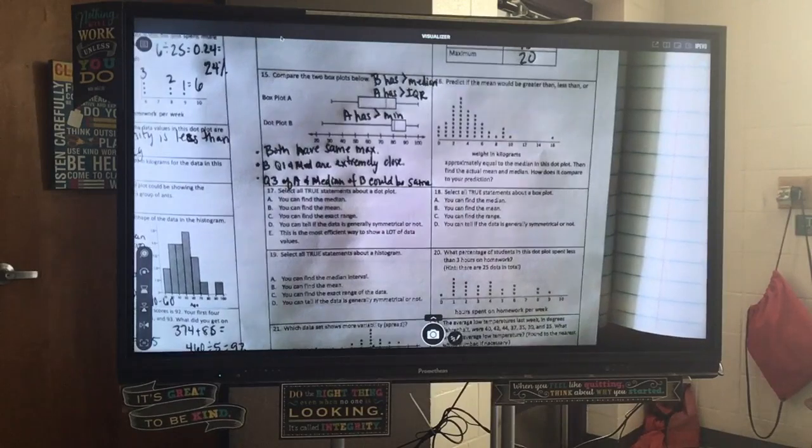So moving on to 16, it says predict if the mean would be greater than, less than, or approximately equal to the median in this dot plot. Then find the actual median and mean. How does it compare to your predictions? Stand up if you thought originally your mean was greater than your median. This was before you did any calculations. Okay, have a seat. Stand up if you thought your mean was less than your median.